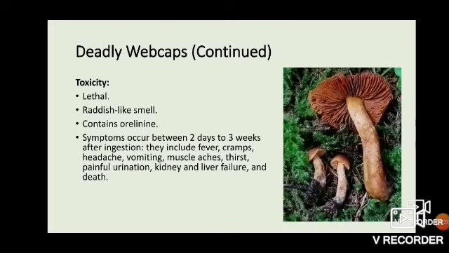They include fever, cramps, headache, vomiting, muscle aches, thirst, painful urination, and then kidney and liver failure. Basically, it melts your kidneys and your liver. And then, of course, that's followed by death. And I think a good lot of the issue here is that people don't know that what they're experiencing is anything other than the flu until it's gotten to the point where irreparable damage has happened to both kidneys and perhaps liver, and perhaps even other parts of your body.